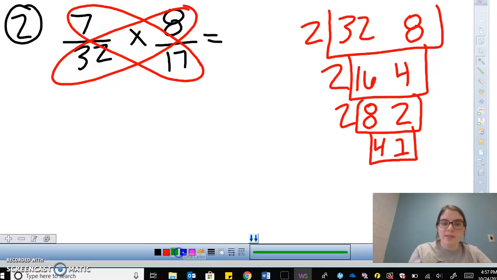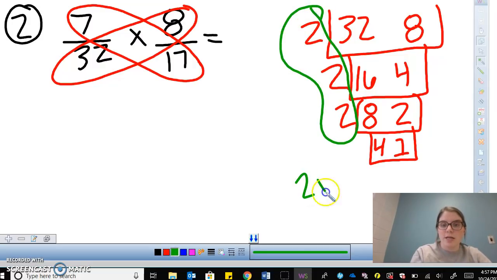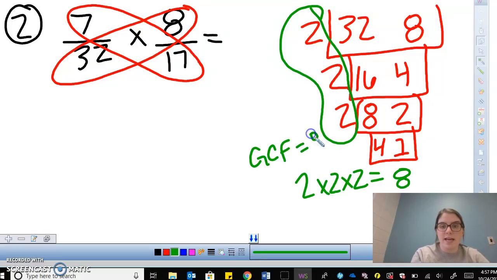So what I'm going to do is multiply these three numbers. So I'm going to take 2 times 2 times 2. And I know that equals 8. So my GCF is 8. So I'm going to divide this one by 8. 32 divided by 8 is 4. And 8 divided by 8 is 1. Okay. So now I'm going to multiply across.